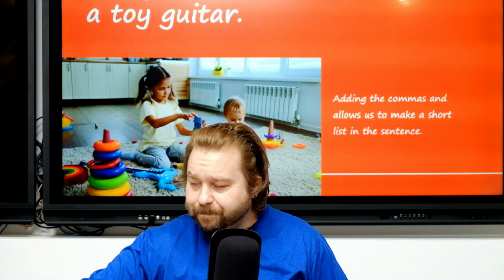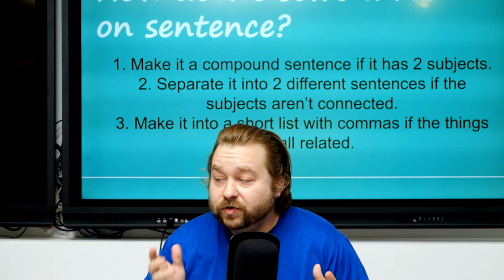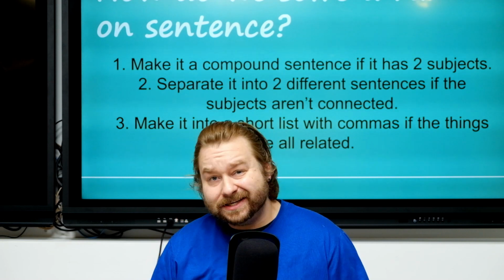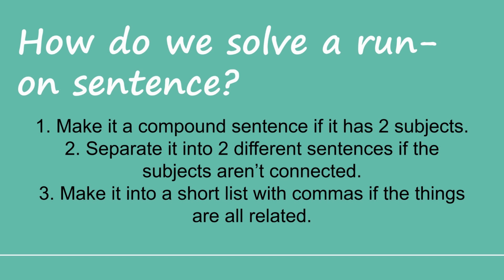Let's try this. Now, what helps us see a run-on sentence? Well, there are too many different things going on. There should only be one basic thing happening per sentence. Now, how do we solve run-on sentences? Well, we just learned all three ways. First, we make it into a compound sentence if it has the two subjects that match, right?